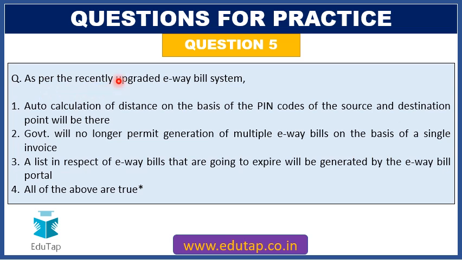Next question. As per the recently upgraded E-way bill system, options are: auto calculation of distance on the basis of pin codes of the source and destination point will be there. Government will no longer permit generation of multiple E-way bills on the basis of a single invoice. A list in respect of E-way bills that are going to expire will be generated by the E-way bill portal, or all of the above are true.